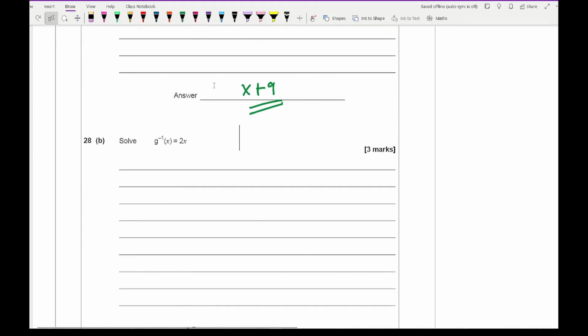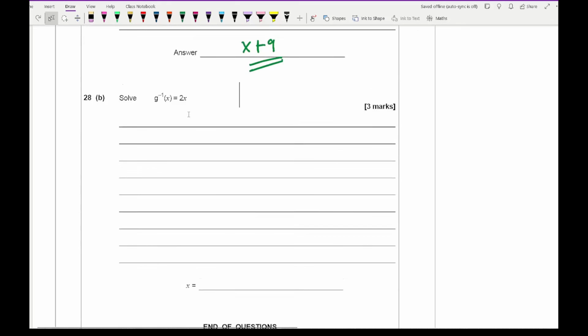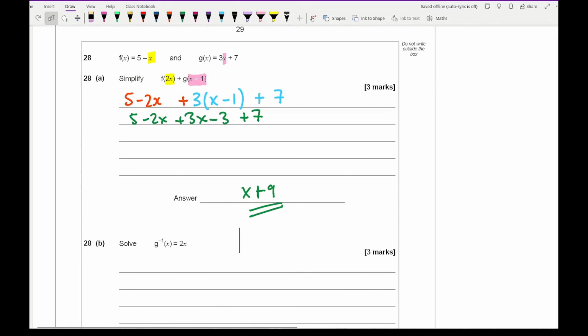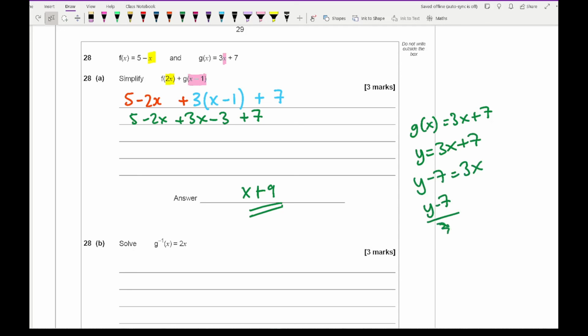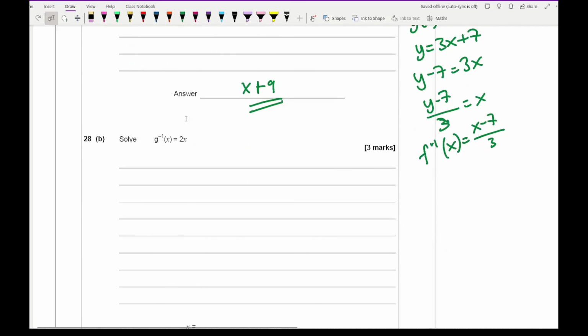The next question says solve the inverse function of g equals 2x. We're looking at the inverse function of g of x, and if I just write what g of x is, 3x plus 7, we make it equal to y, and then we want to make x the subject. So I've got y minus 7 equals 3x, so y minus 7 over 3 equals x. So the inverse function of g is going to be x minus 7 over 3. So it should be g, not f there.